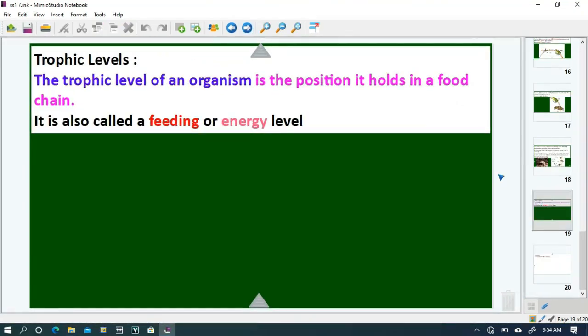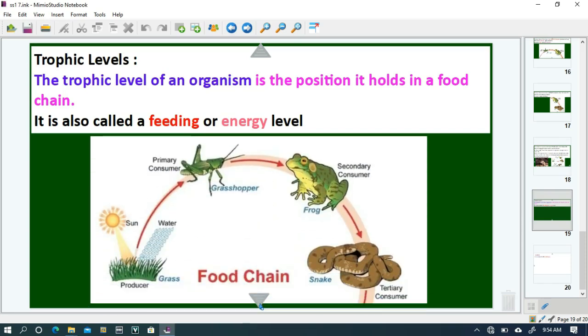The trophic level of an organism is the position it holds in a food chain. It is also called a feeding or energy level.